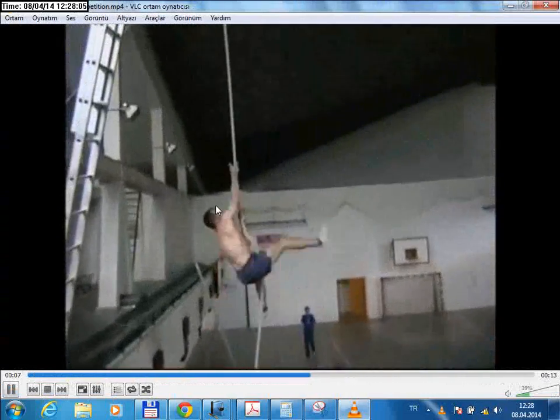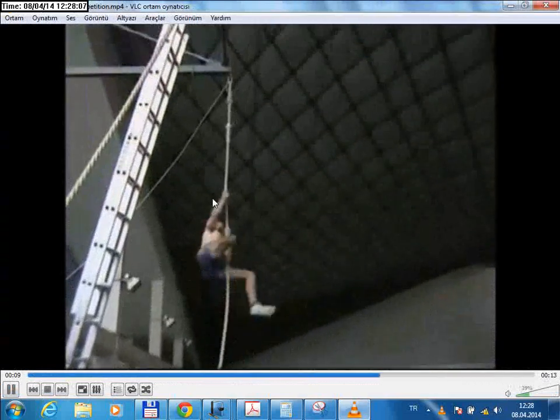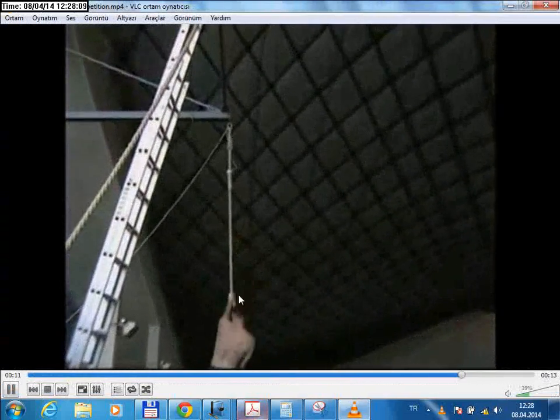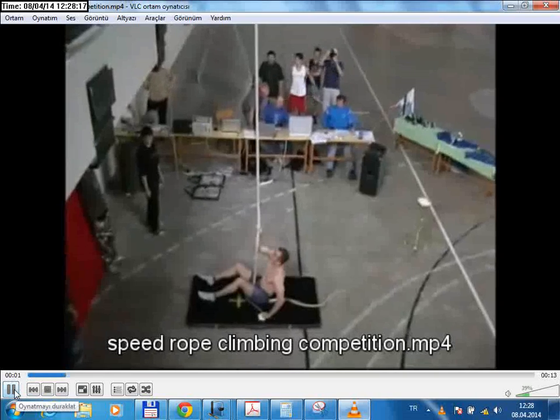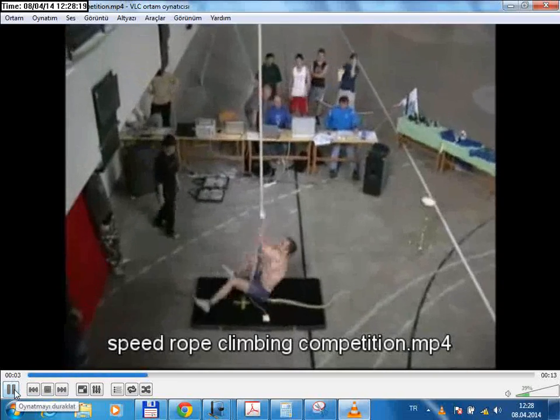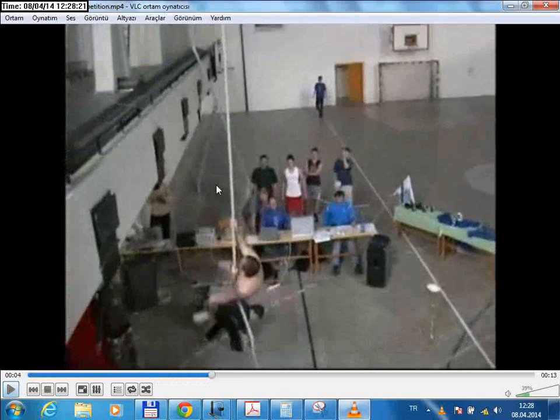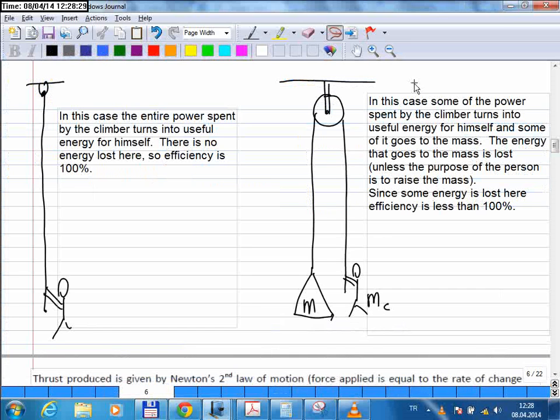Okay, so this person is putting in some effort, and his effort turns into useful work for himself, right? He accelerates himself and he climbs. So he increases both kinetic and potential energies for himself. And his muscle power is doing that for this person. So imagine that guy was doing the same effort in this form.